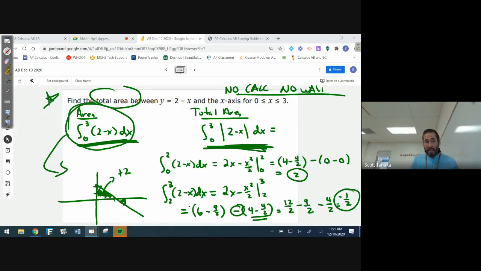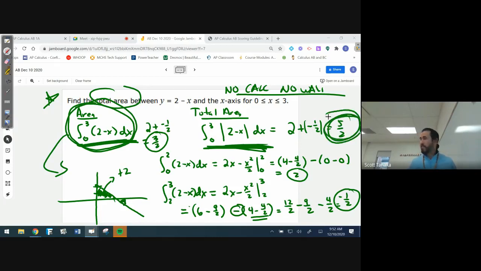Well, guess what? The area would be 2 plus negative 1/2, which would be 3/2. So the actual area from 0 to 3 is 3/2. That's your positive added with your negative area. But the total area would be 2 plus the absolute value of negative 1/2, which would be 5/2. So the answer to this question is 5/2.